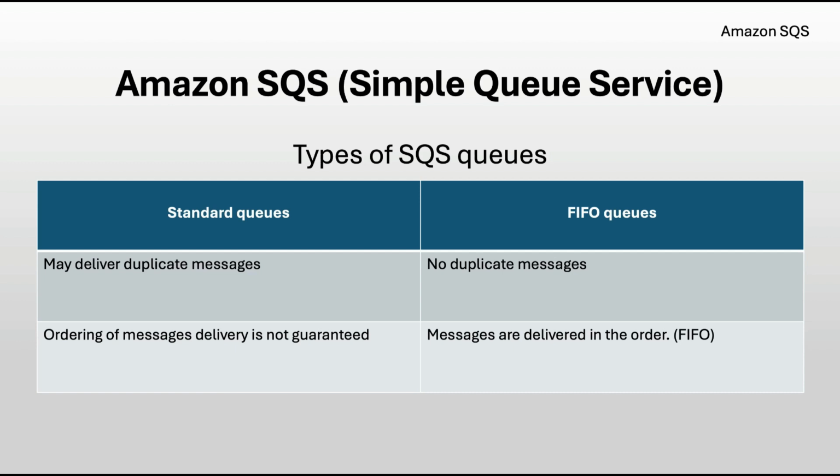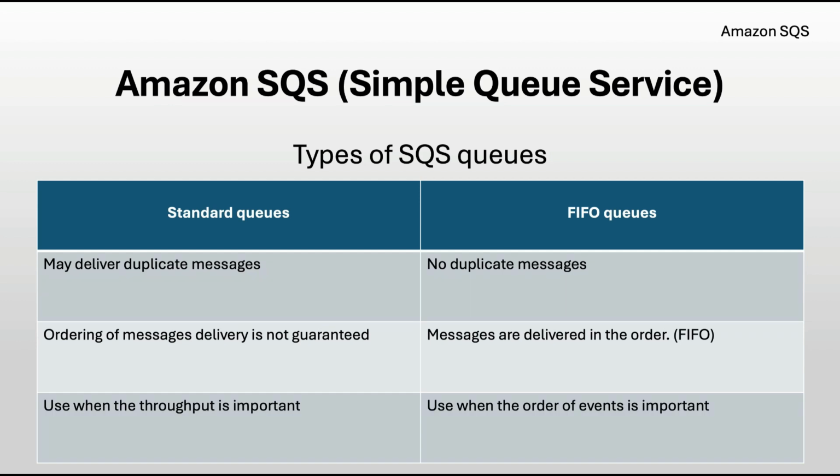When the performance requirement is high throughput, then the application has to go with the standard queues. But if the order of the messages, if the order of the events delivered to the consumer is important, then FIFO queues are most suitable.